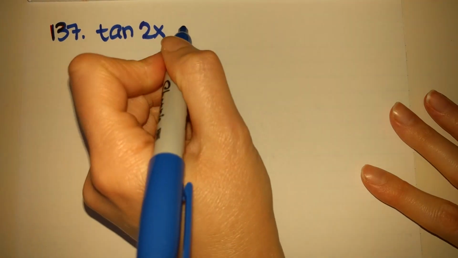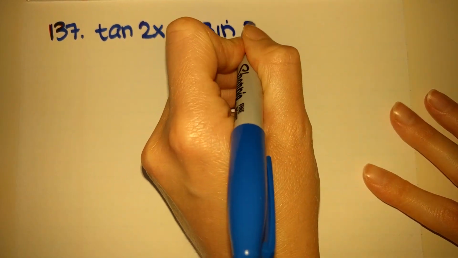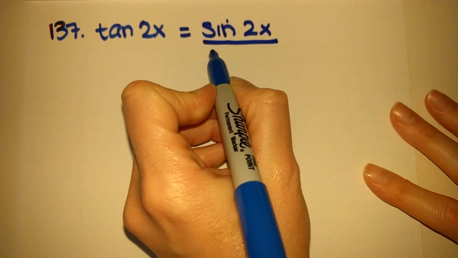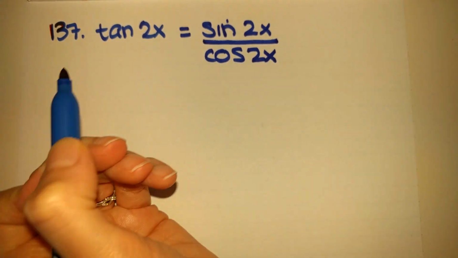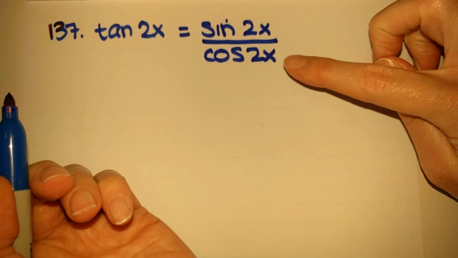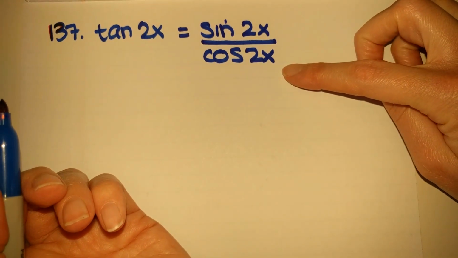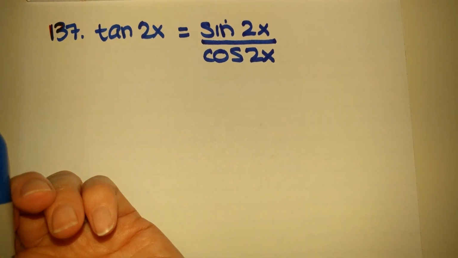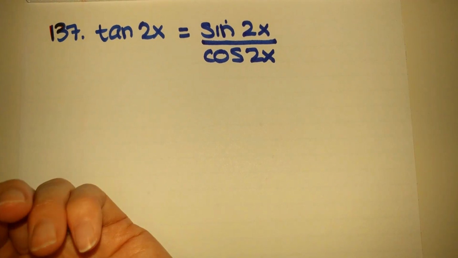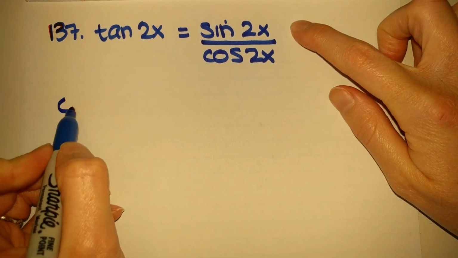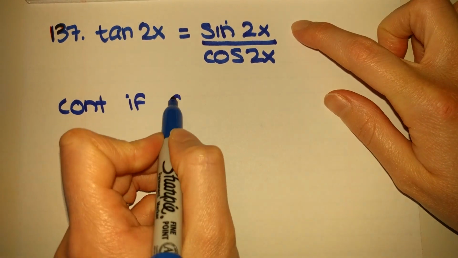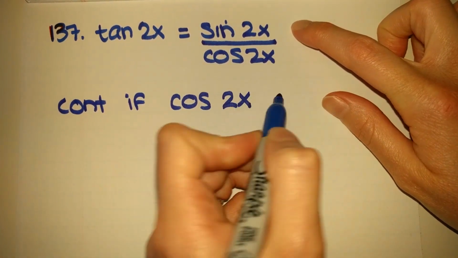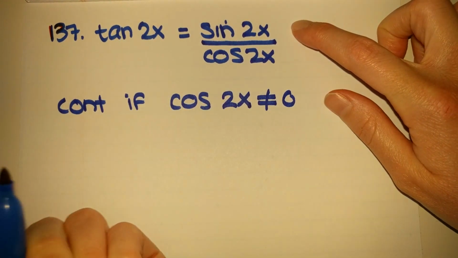So tangent of 2x looks very innocent there. It looks like there's no problems whatsoever. But remember from our trig class that tangent of x is the same as sine over cosine. So this is really tangent of 2x is sine of 2x over cosine of 2x. And if you have a fraction, as we talked about in the last couple examples, that means you got a big issue as far as continuity goes. So when you rewrite this, you see that this function is going to be continuous provided that cosine of 2x is not equal to 0.